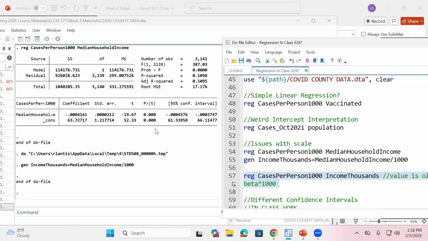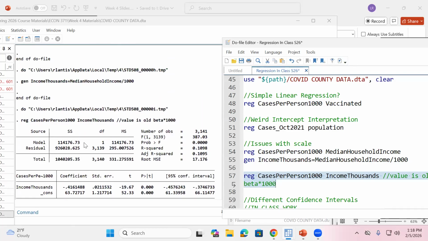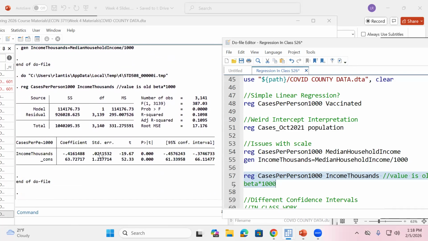So what should happen to that coefficient that we found? It should go to what? 0.4 or negative 0.4 instead. Sure enough, we run this regression. I get the same coefficient, I've just scaled it, right? So when I scale my data, I will get a different coefficient because the units have changed.